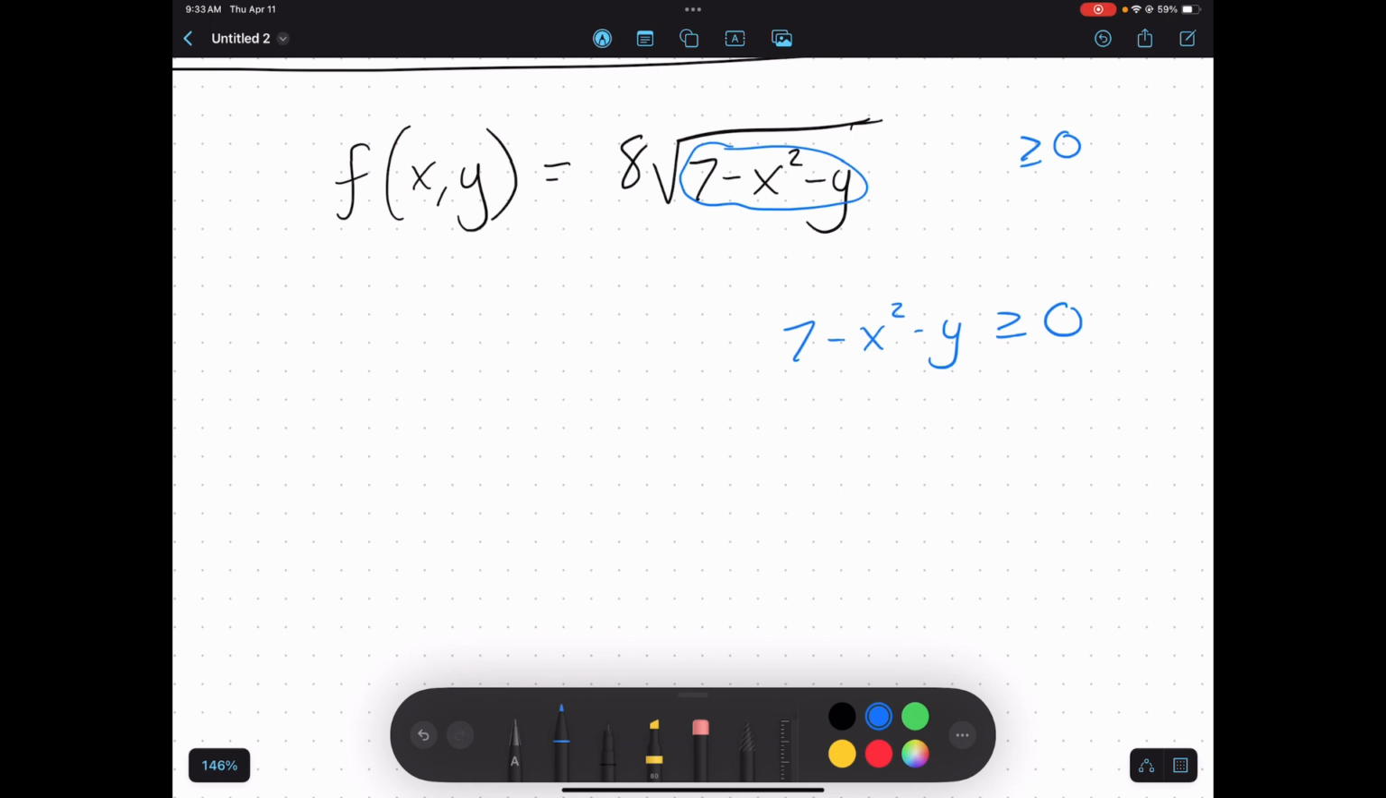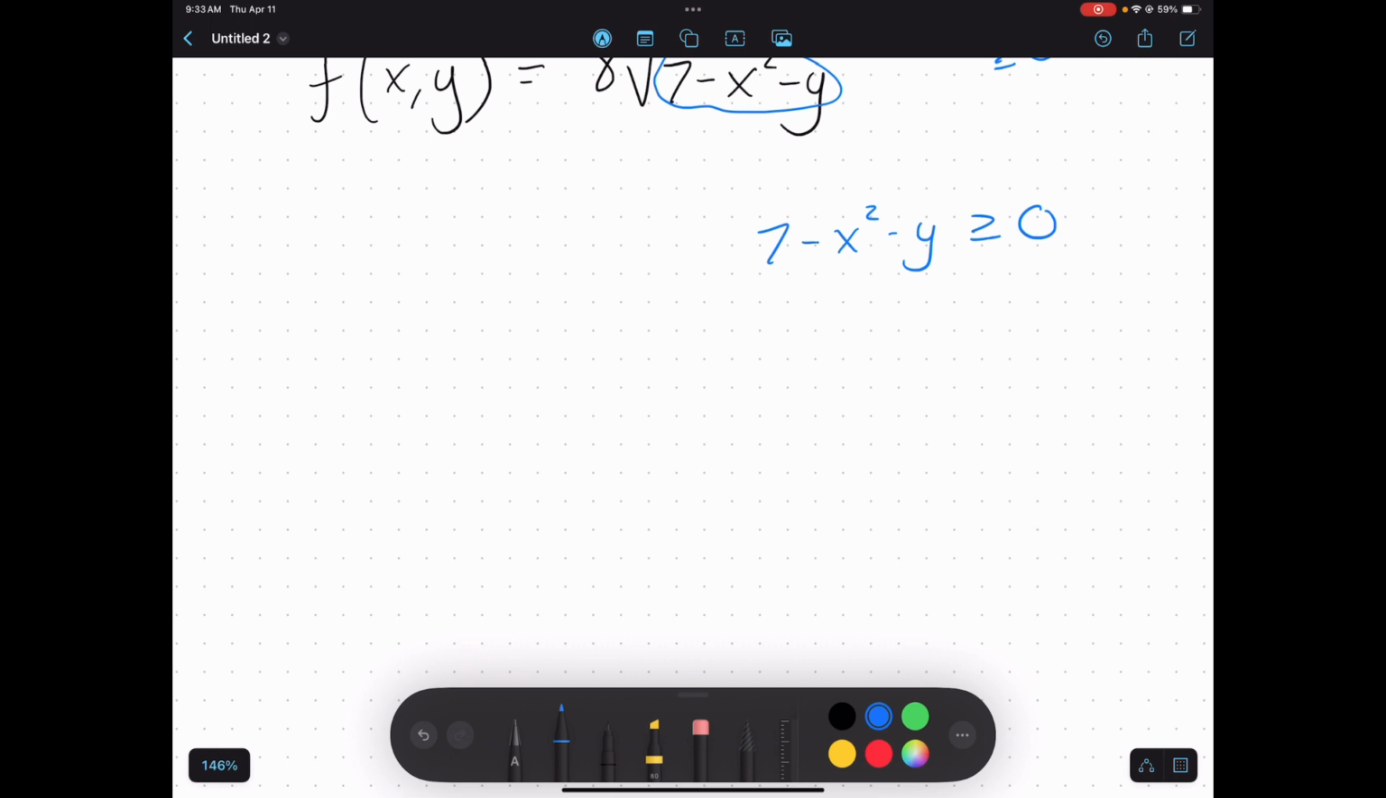I can't actually solve for one of my variables here. I can't say, because this depends on 2 variables, I can't isolate x and say, oh, x has to be greater than 3, or y has to be less than 7. There's no way for me to do that since this depends on 2 different variables, but what I can do is solve for one of the variables. So I'm going to actually solve for y. I'm going to add y on both sides, and I get y is less than or equal to 7 minus x squared.